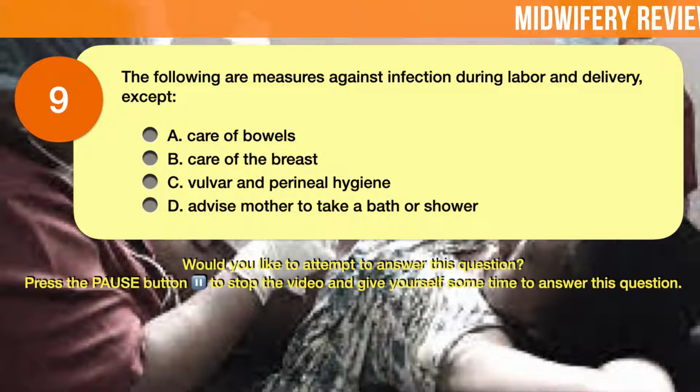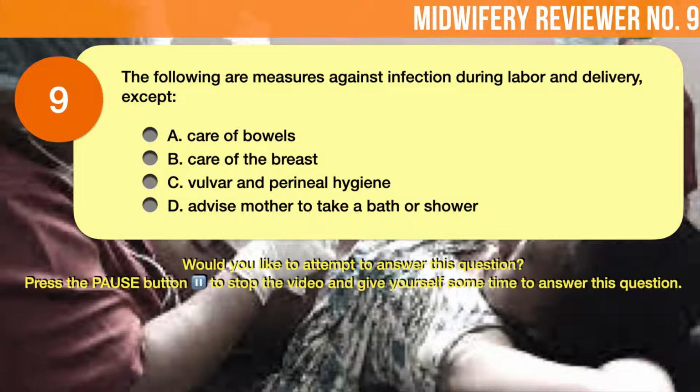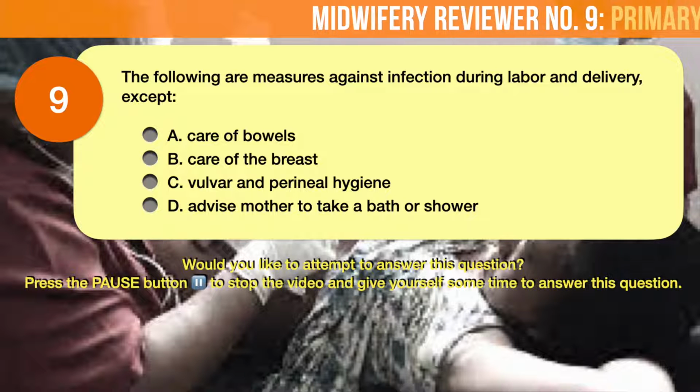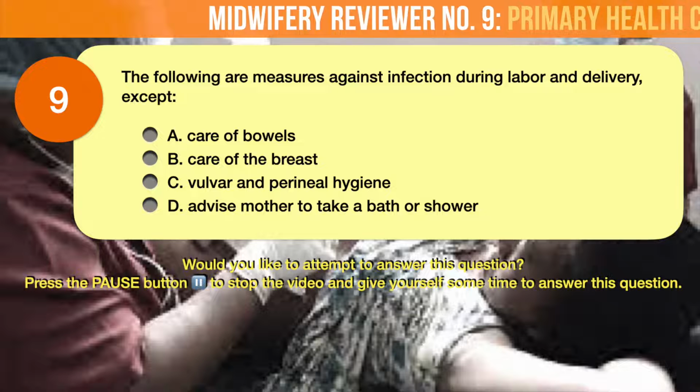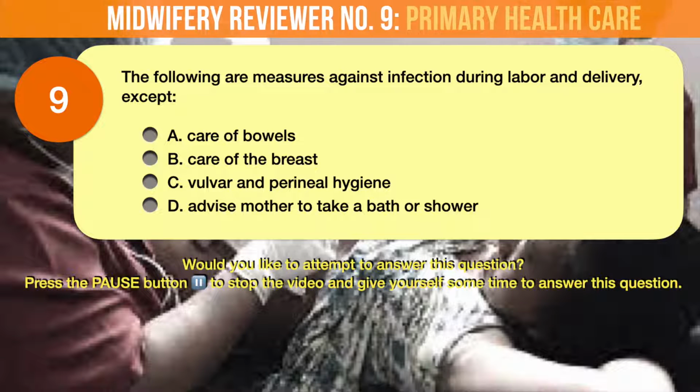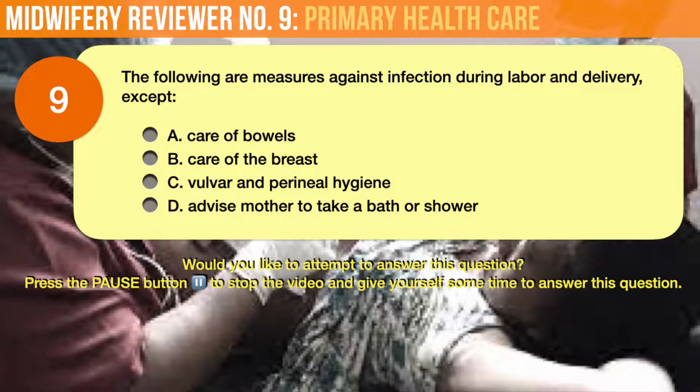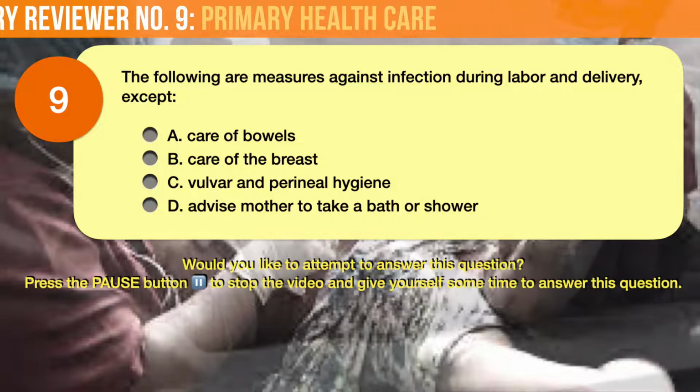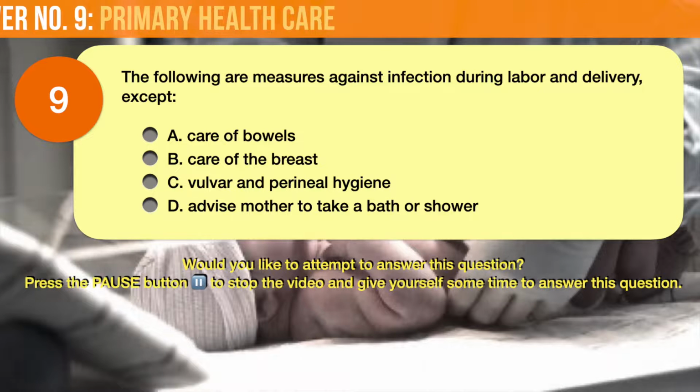Question number 9. The following are measures against infection during labor and delivery, except A. Care of bowels. B. Care of the breast. C. Vulvar and perineal hygiene. D. Advise mother to take a bath or shower.